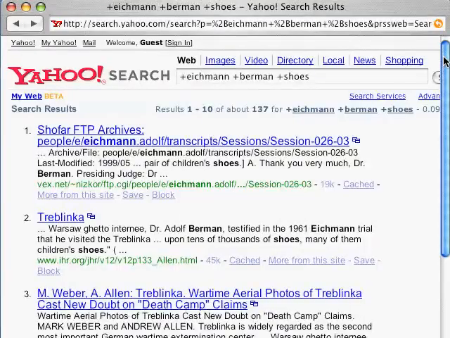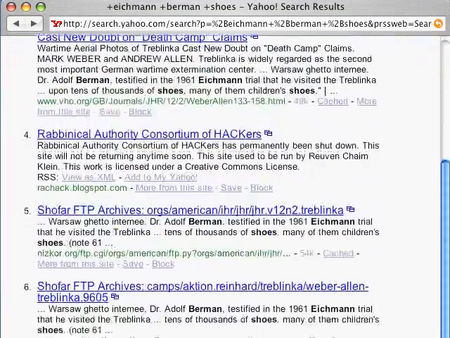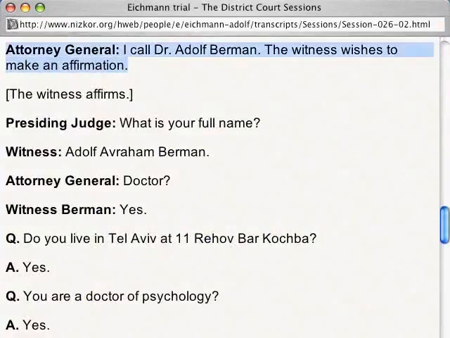We use a search engine to find the trial transcript and read when Berman first took the witness stand.